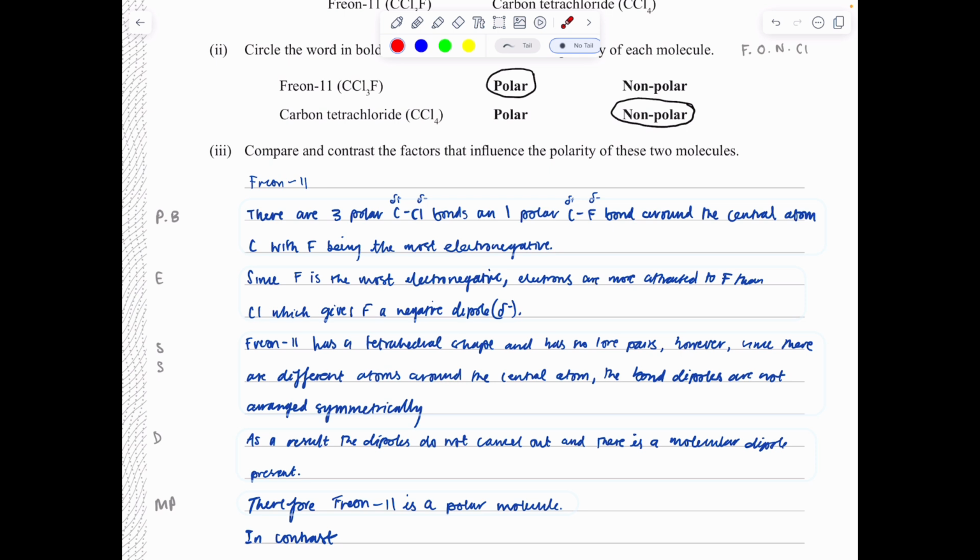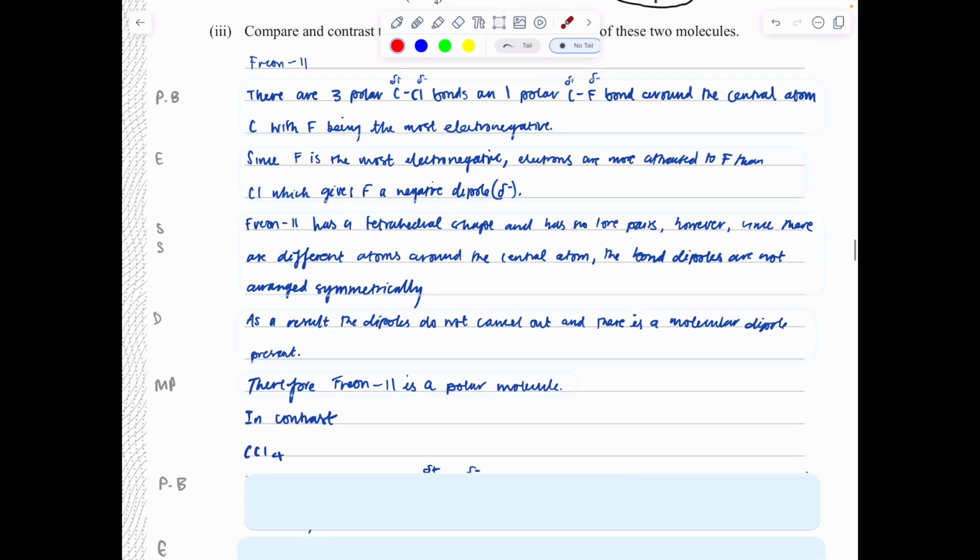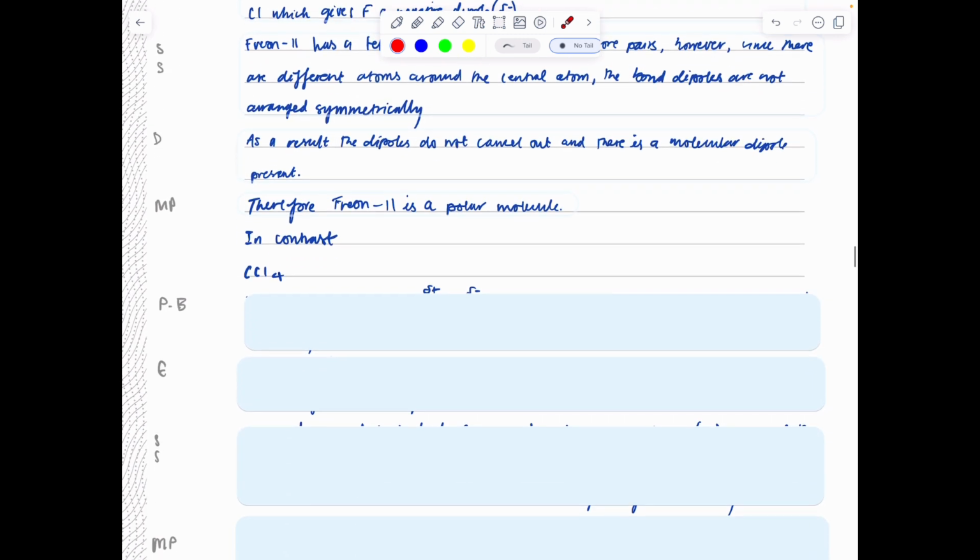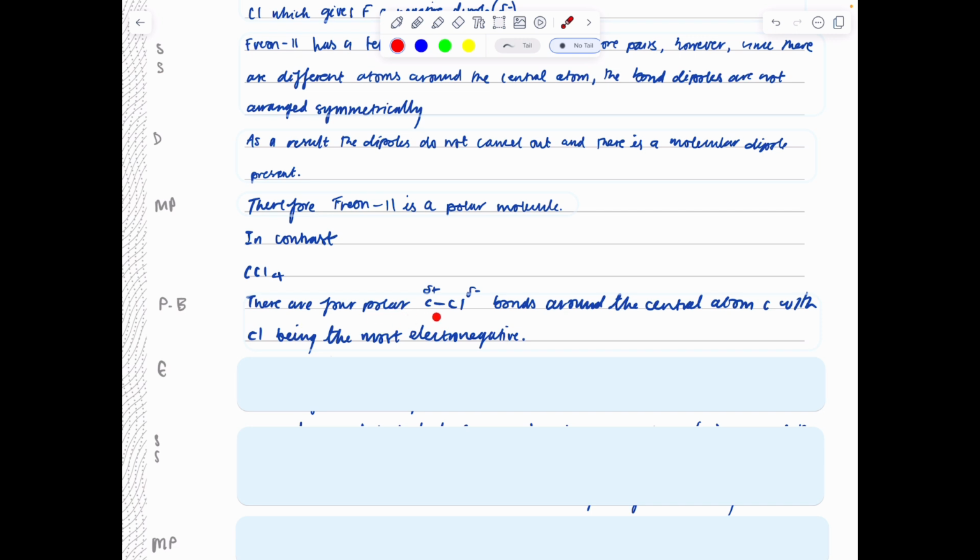Using the same template, let's talk about carbon tetrachloride. In contrast, because this is a compare and contrast question, let's look at the polar bonds. There are 4 polar C-Cl bonds around the central atom carbon, with Cl being the most electronegative, as I've shown here.